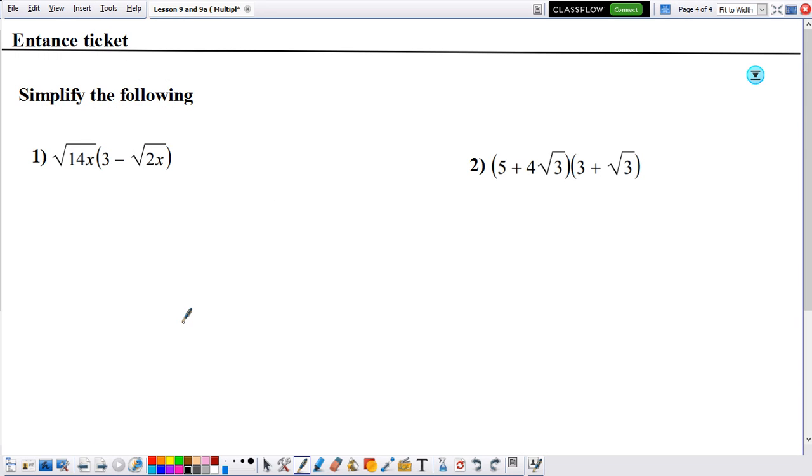Now, here's your entrance ticket. Just multiply the first one. Simplify this. Just simplify the following.